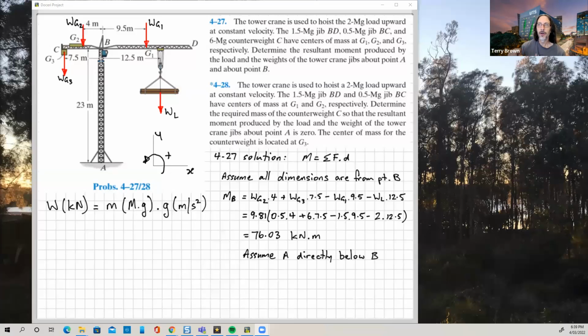Now, the next part of the problem was to determine the resultant moment produced by the load and weights of the crowd about point A and about point B. So I did point B first because that's usually a bit easier for students to get right. And typically if they try to do point A first, this is where they start to get things wrong. And this is where it's important to remember the full definition of the moment equation, especially what we mean by the perpendicular distance.